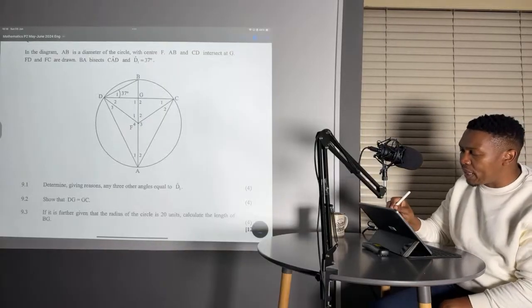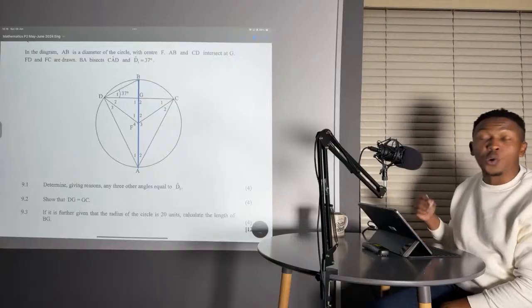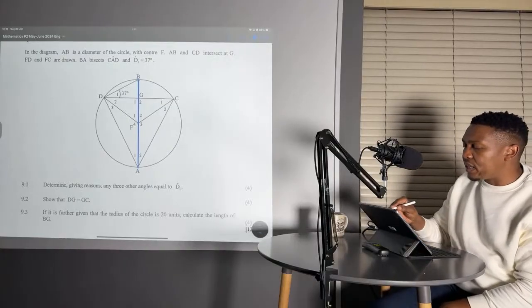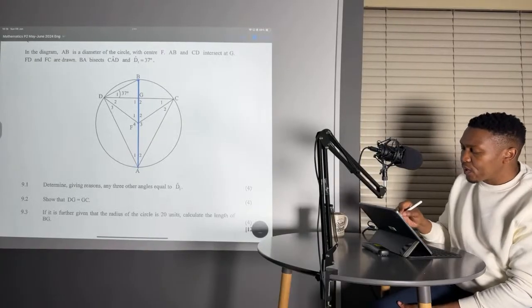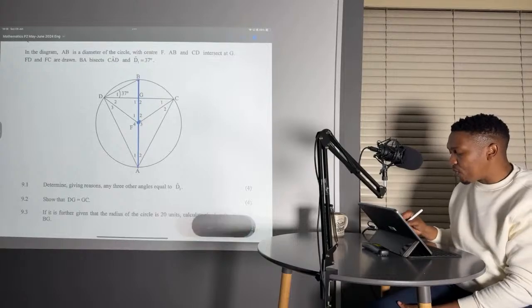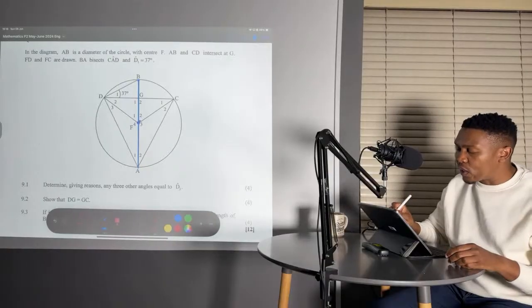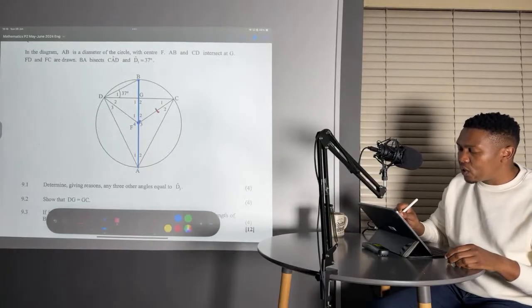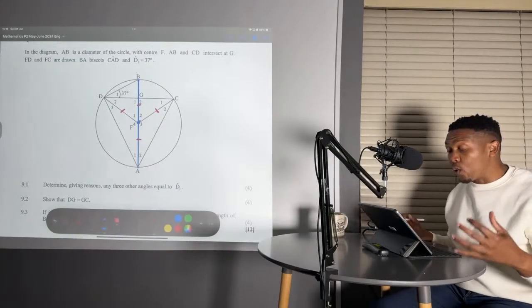Now, the moment they give us a diameter, I am going to look for my angles at semicircle. But you also have that it passes through the center, right? They say the circle with center F, so F is the center. Again, the moment that you've got a center, please look for your radii. So that means FC should be equal to DF, should be equal to FA. This should be equal to BF as well. All of those are your radii.